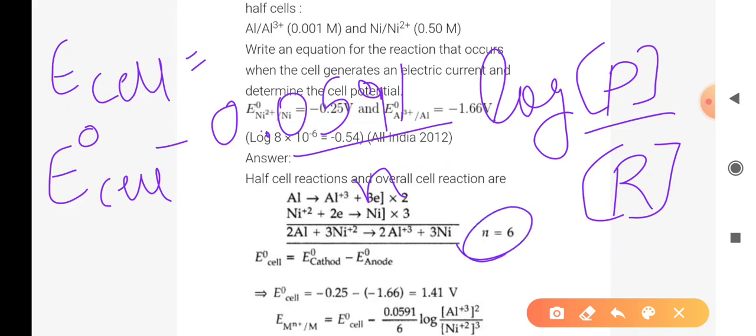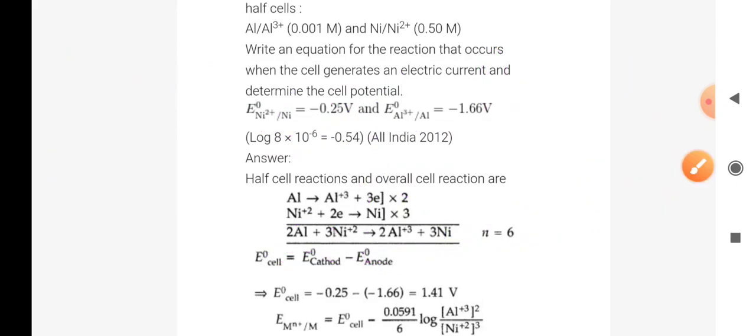How is it 6? n is the number of transferred electrons. When aluminium converts into aluminium 3 plus, 3 electrons are exchanged, and 2 aluminium atoms are converting into 2 aluminium ions. So the total change of electrons will be 6, and these 6 electrons are accepted by Ni2 plus to convert into Ni. So here n is the total number of transferred electrons in the reaction.